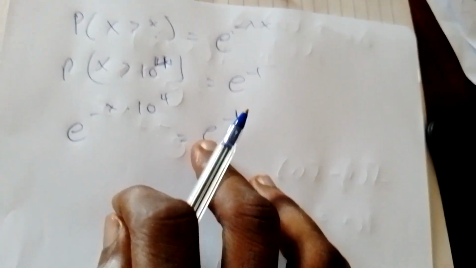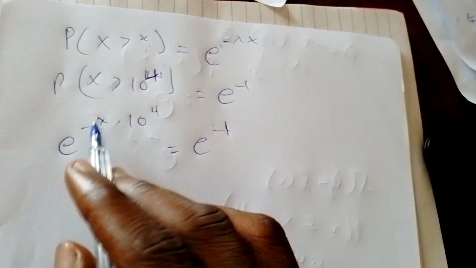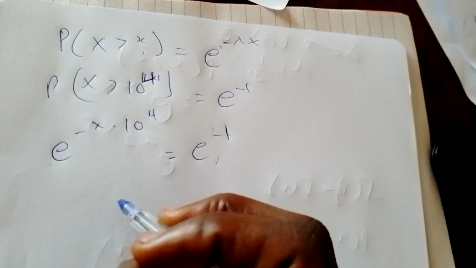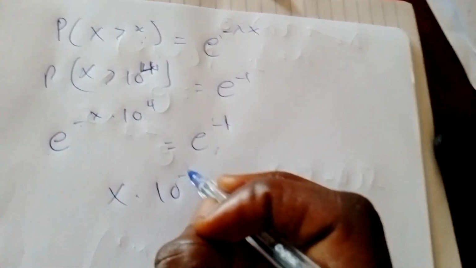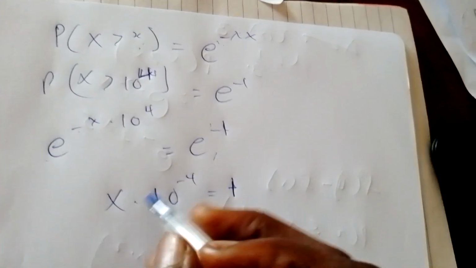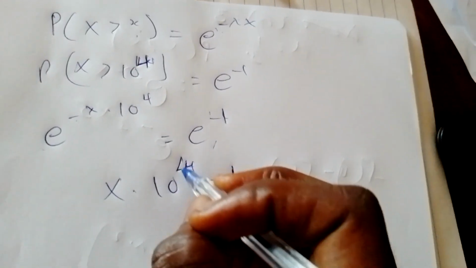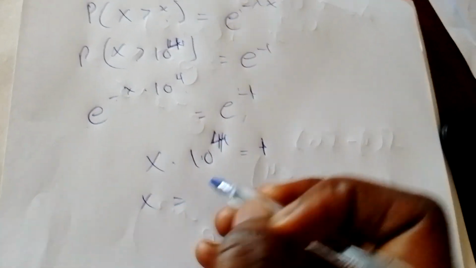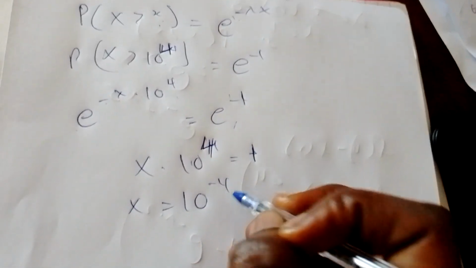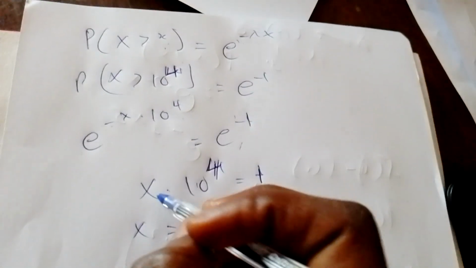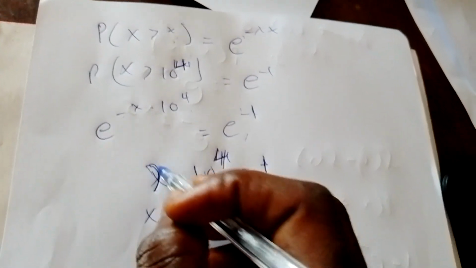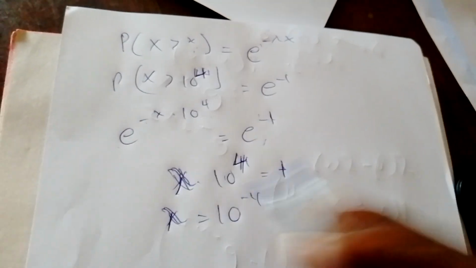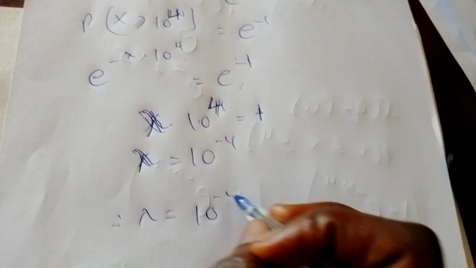Now you take ln inverse of both sides. The negatives will disappear, the e's will disappear, and then you get that lambda times 10 power 4 equals 1. Then your lambda will be equal to 1 on 10 power 4, which is the same thing as 10 power minus 4. So this is lambda. My apologies for this. So that means your lambda is equal to 10 power minus 4.